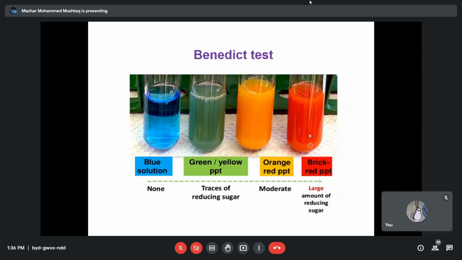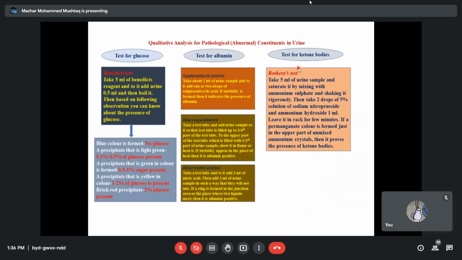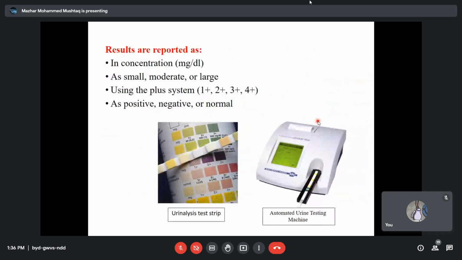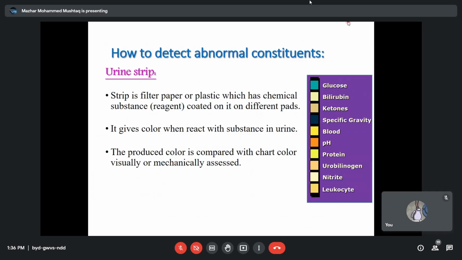And previously, it would take 1 hour to perform 1, 2, and 3 tests. So it was quite a cumbersome process, and it required a large amount of effort and resources also. But now it is all automated, and within 1 minute, you can get all the reports of all these parameters in the urine.